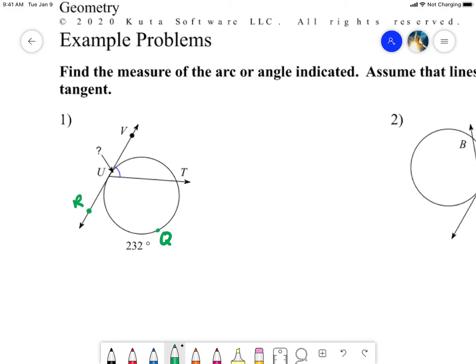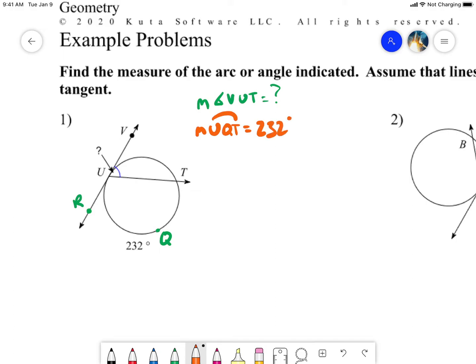So, what I'm asked to find here is the measure of angle VUT. That's the question that I'm trying to solve. What I'm given is the measure of arc UQT is equal to 232 degrees.